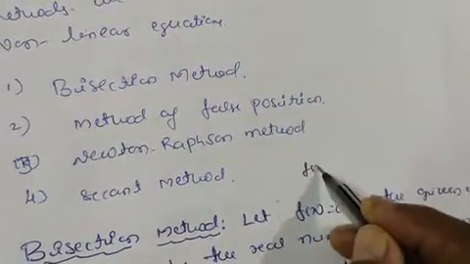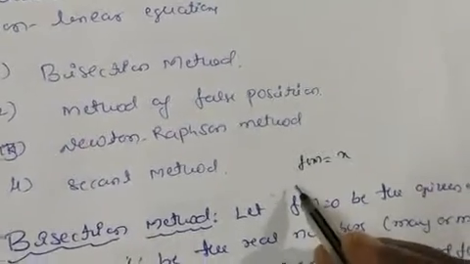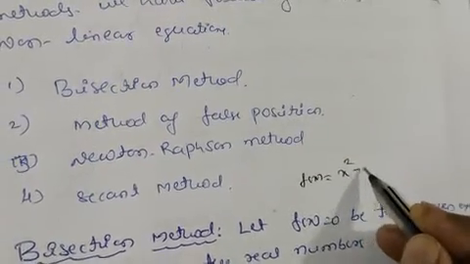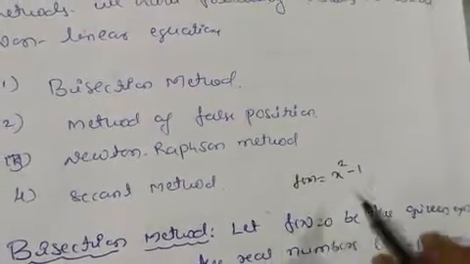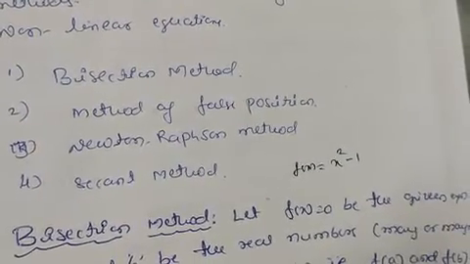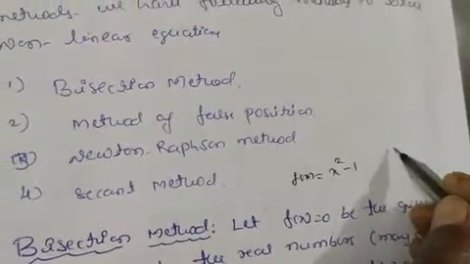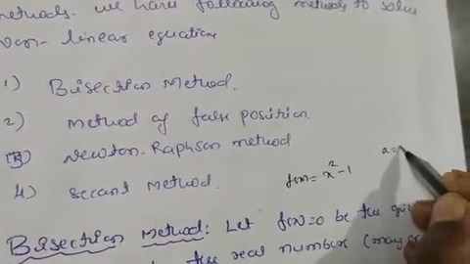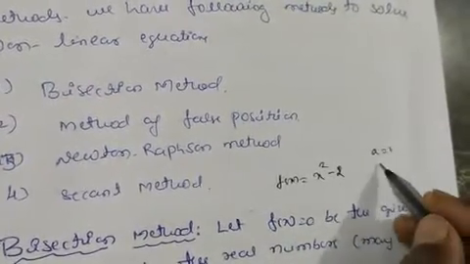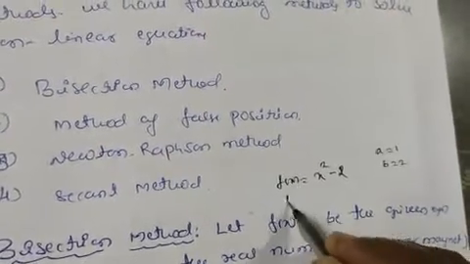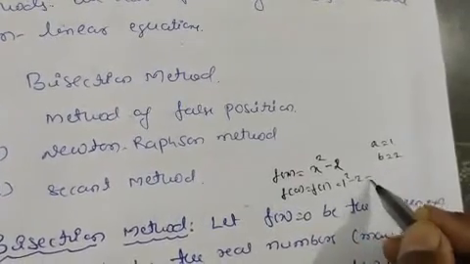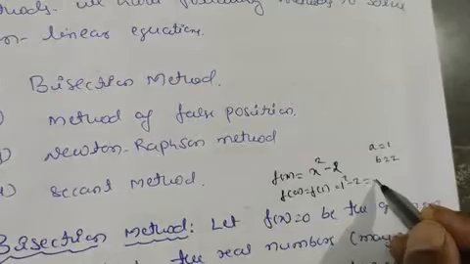Suppose f of x is equal to, this is nonlinear, meaning the equation's degree must be greater than 1, let us take x square minus 2. Suppose it is given that a and b are two real numbers such that f of a into f of b is less than 0. Let us take a equals 1 and b equals 2. So f of a means f of 1. f of 1 is 1 square minus 2, which is 1 minus 2, equals minus 1.